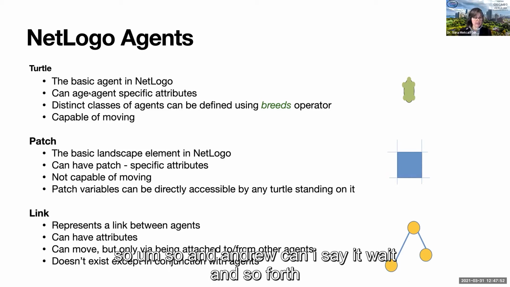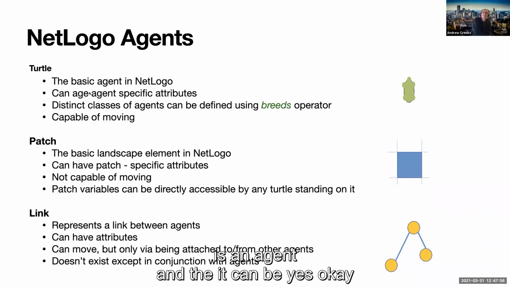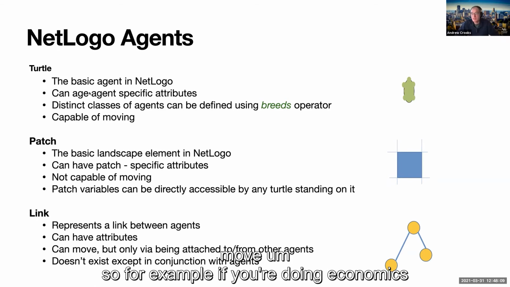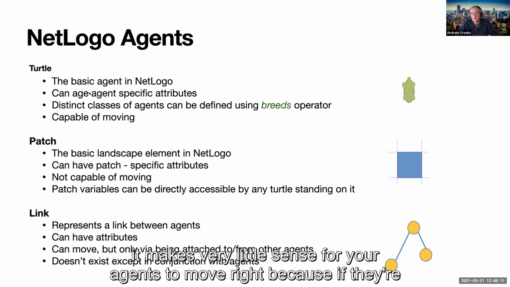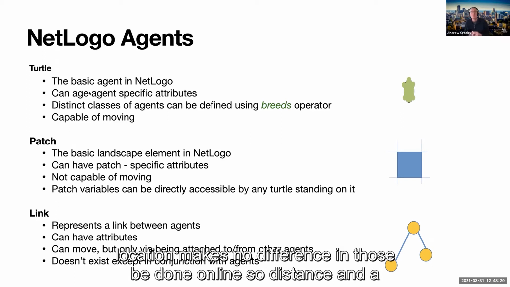So Andrew, can I say, wait, so it is an agent. So ontologically, this is an agent in the, it can be, yes. Okay. Yes, because as Sarah mentioned, agents don't have to move. So, for example, if you're doing economics, it makes very little sense for your agents to move, right? Because if they're just buying and selling stuff, it doesn't matter who they're buying and selling with. It can all be done online. So distance and location makes no difference in those types of scenarios.